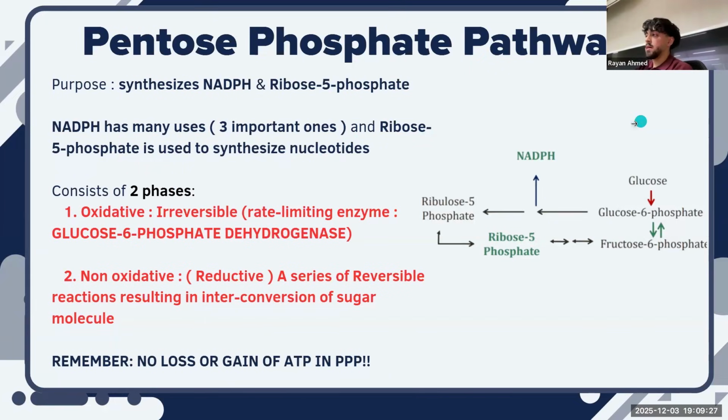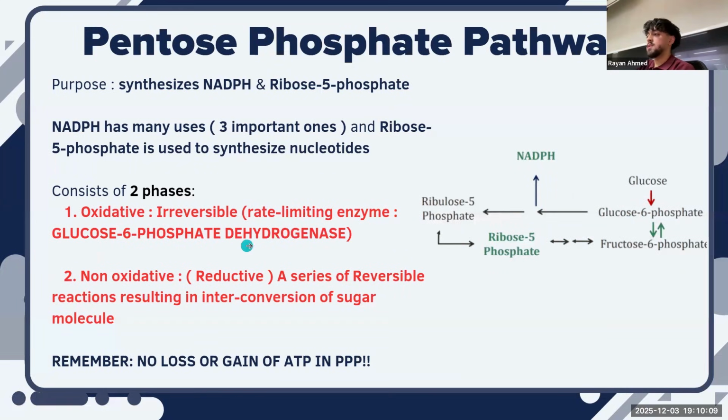Now, the pentose phosphate pathway consists of two phases. We have the oxidative phase right here, and the non-oxidative phase right here. The oxidative phase is irreversible. As soon as you get to ribose 5-phosphate, it can't go back to glucose 6-phosphate. That's irreversible. The rate-limiting enzyme, which is so high yield that they're going to ask you about it, is glucose 6-phosphate dehydrogenase. It's used right here to produce NADPH and ribose 5-phosphate. I need you to remember this. Anything in red, by the way, you need to remember. Okay.